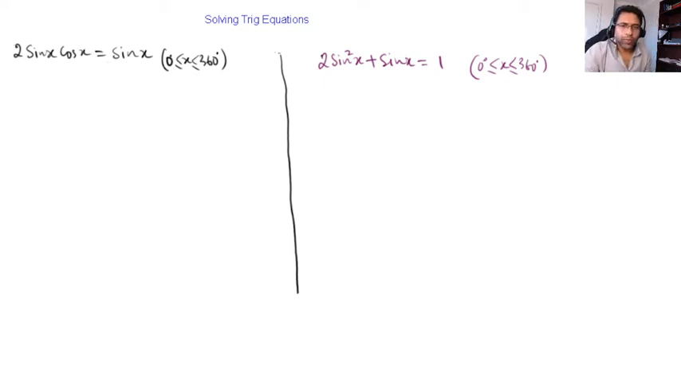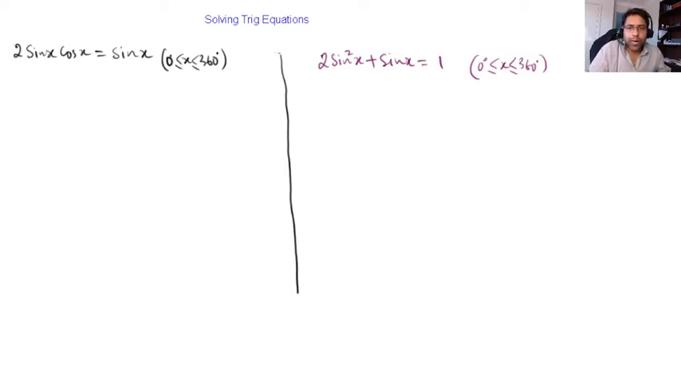Welcome to Math Solve. In this video, we are going to solve trigonometric equations where we can see that the function is coming twice, or different functions coming. So we might need the help of solving a quadratic equation. Here you can see that we have 2 sine x cos x equal to sine x. We have two problems, and in both, x is limited from 0 degrees to 360 degrees. So let's start solving the first one.